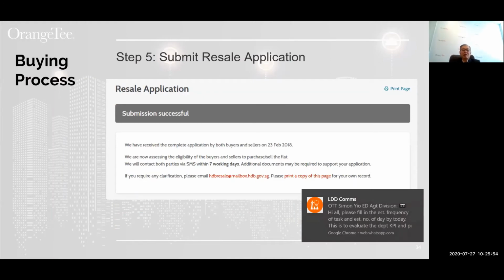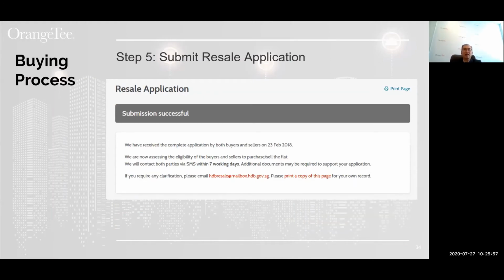Now, the buying process, I want to go through very quickly. As a buyer, you need to understand why you need to submit all your documents. HDB will say that all your documents are in order, within 7 working days, and they will acknowledge and tell you. But if there is any information they are not familiar with, or they need clarification, you can write to HDB at the resales mailbox, and please print a copy of the page. So far clear? Okay, let's move on.